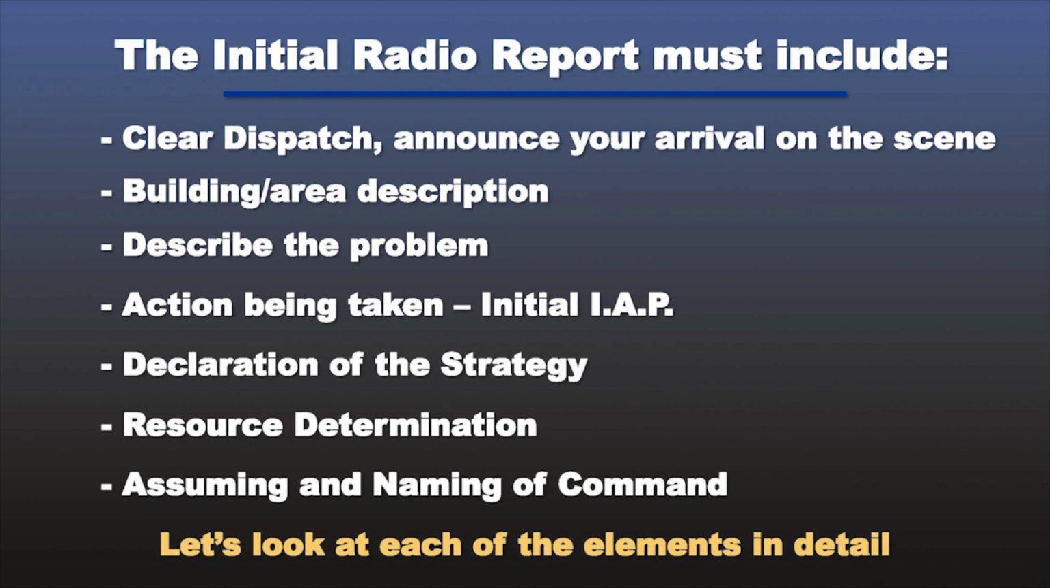on scene, a description of the building, area, size, height, occupancy type, a description of the problem, nothing showing, light smoke, working fire, defensive fire, the initial incident action plan, actions being taken by the first arriving company include the task, location, and objective of those actions, a declaration of the strategy, offensive, defensive, or possibly investigating, a resource determination, and the assumption and naming of command.